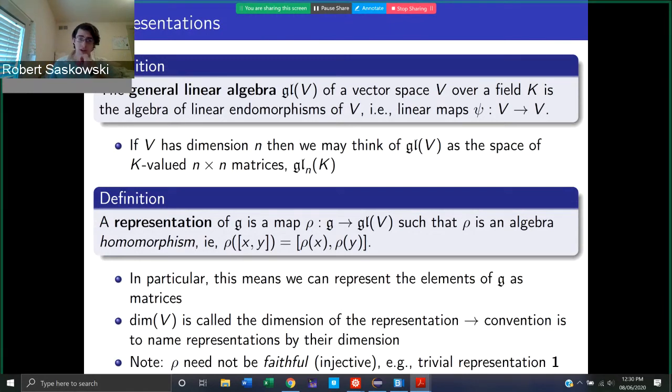Now, it's important to note that a representation doesn't have to be an injective map. The best example of this is the trivial representation, which is where we just send everything to the zero matrix. You may think that this is a very boring representation, but this is a very important representation in the context of particle physics. For example, we know that the electron doesn't feel the color force. So if we did an SU3 gauge transformation, the electron should just ignore it. What this is telling us is that the electron transforms in the trivial representation of SU3.